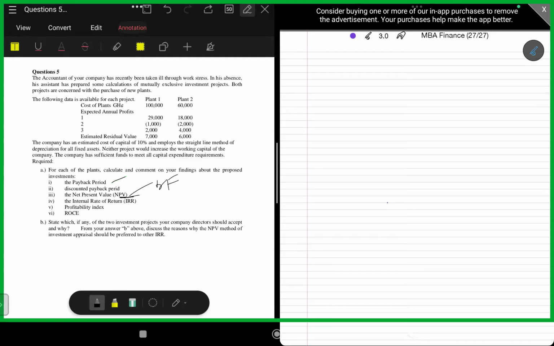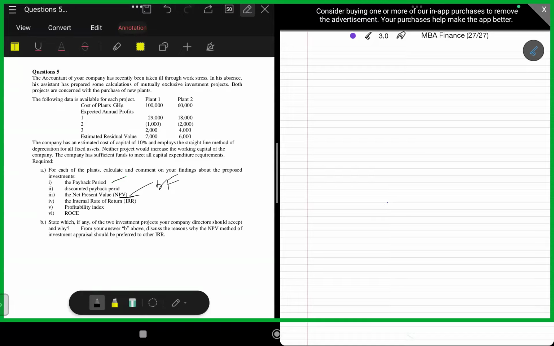Internal rate of return also makes use of the PV because of the net present value in it, so it makes use of the discount factor. Profitability index also makes use of it. ROCE is not a discounted cash flow method. It is non-discounted because it doesn't make use of the discount factor. Are we good? Yeah.